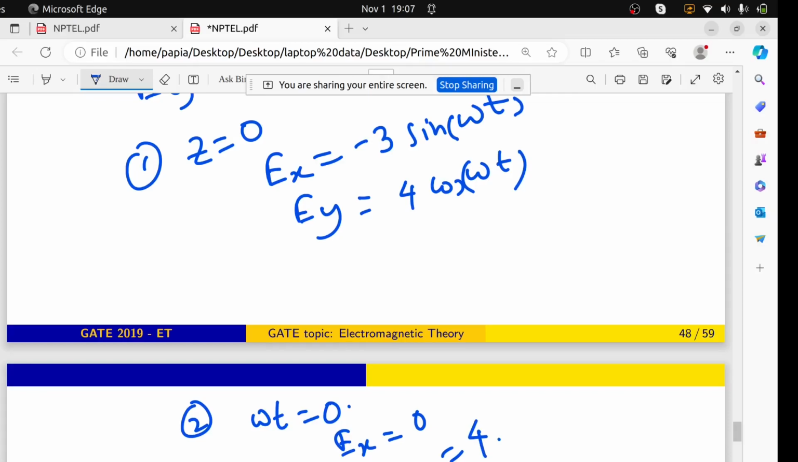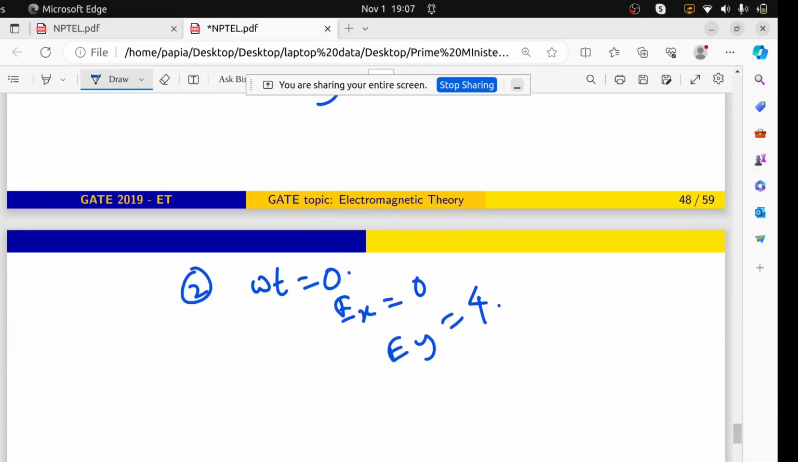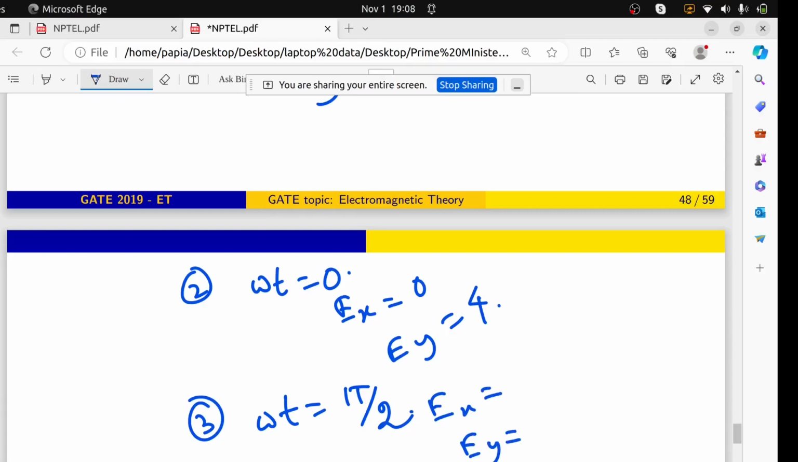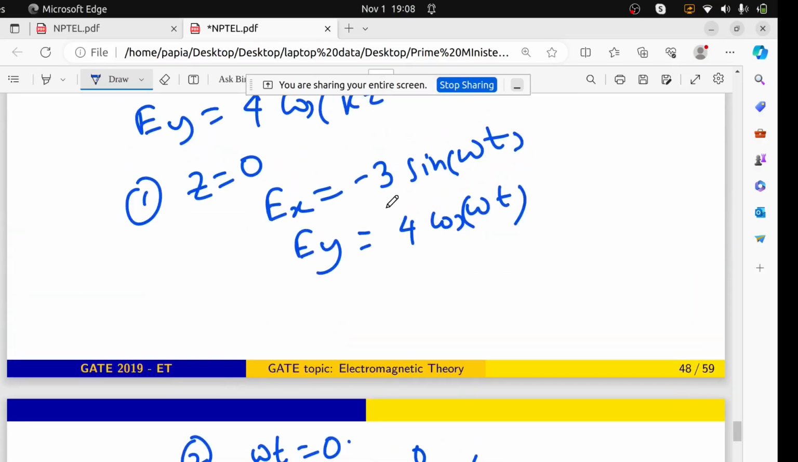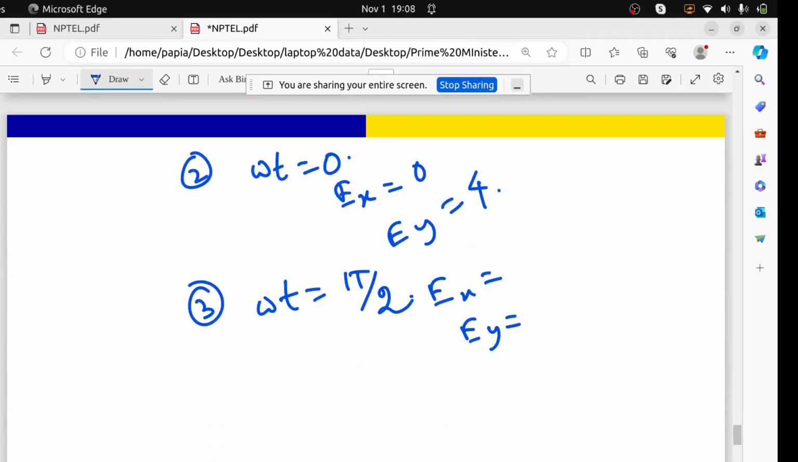I am not doing any physics here. I am just doing the mathematics. After that I will do the physics. Let me write here ωt equals π/2. So what will be the value of Ex and Ey? Ey is 0, and Ex will be minus 3. So minus 3 and 0. Now we are going to summarize these things, what we have done.